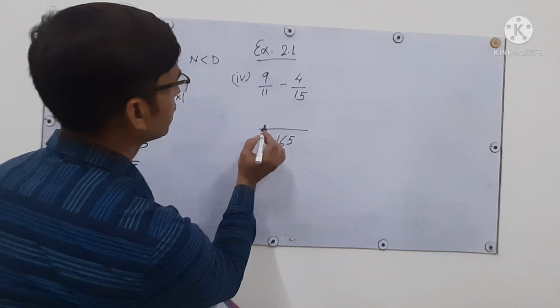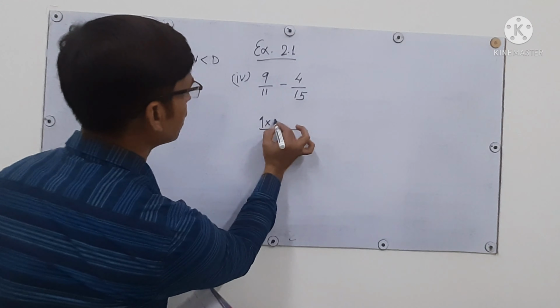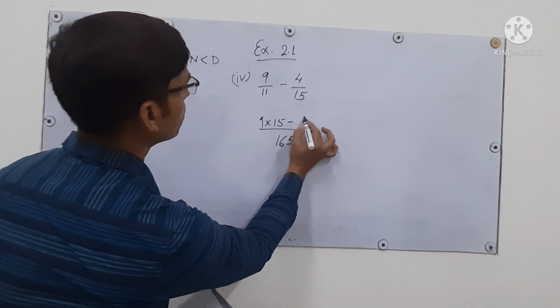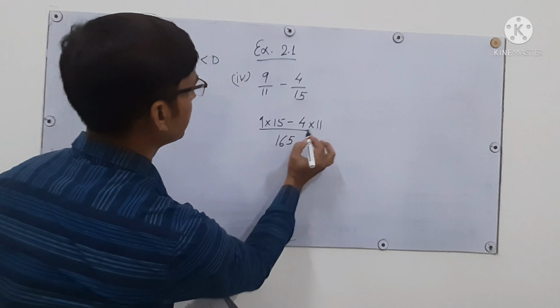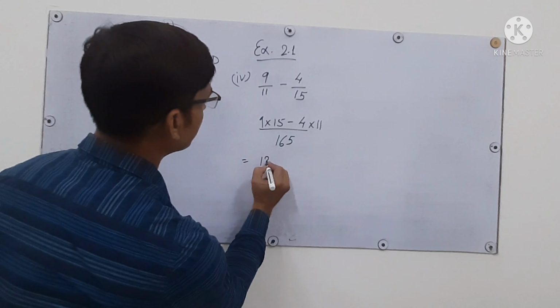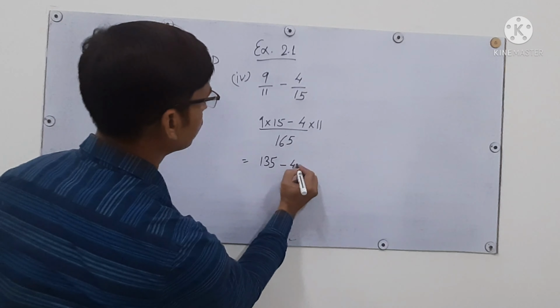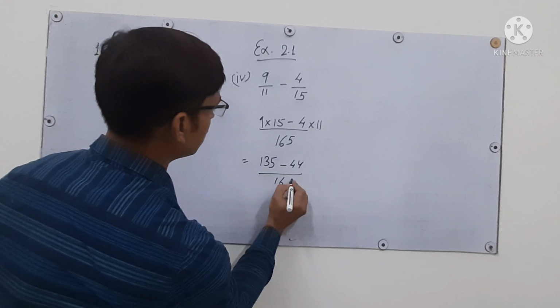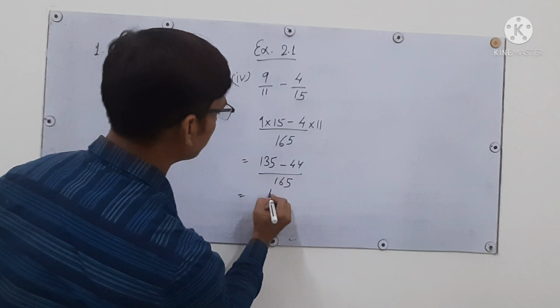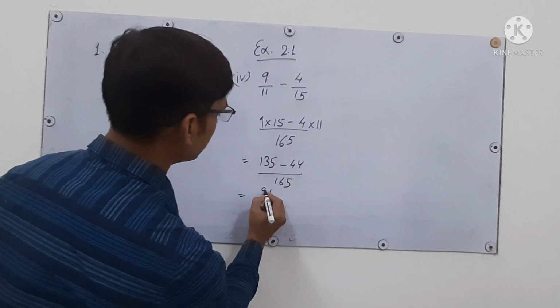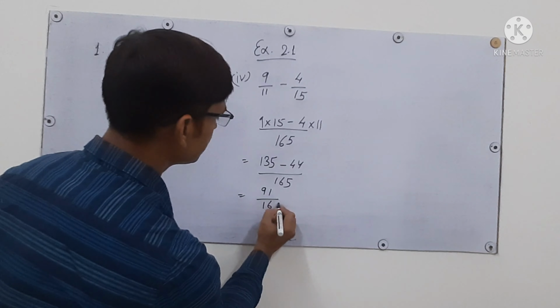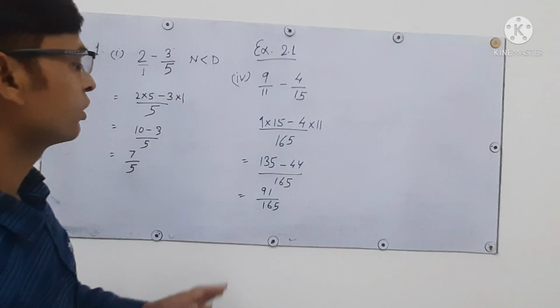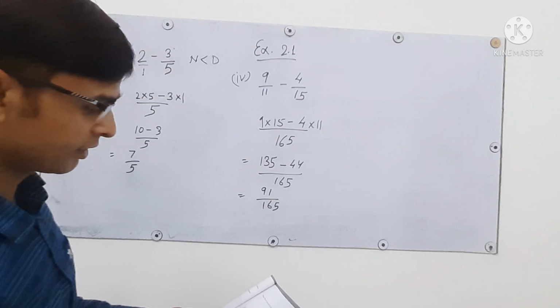So for 11 and 15, it will be 9 cross 15, and here it will be 4 cross 11. So it will be 135, and it will be 44. So here it will be 1. Yes, correct. 165. Okay, so it will be your answer.